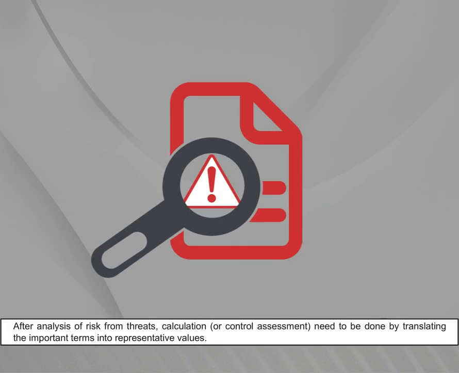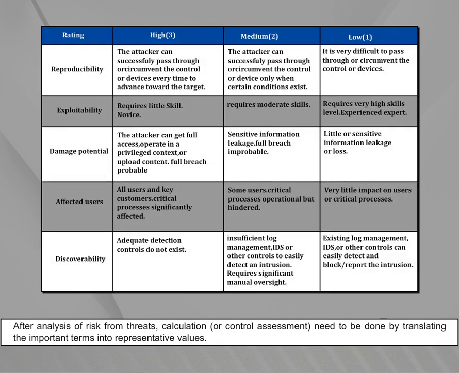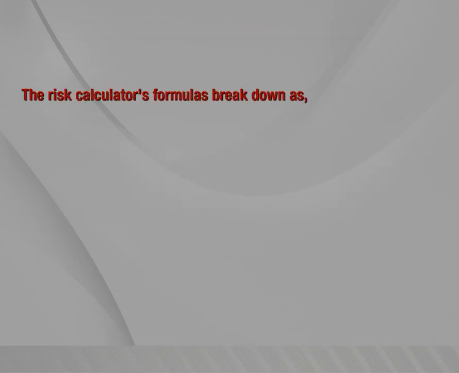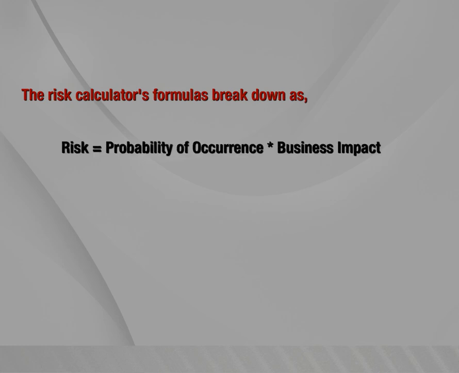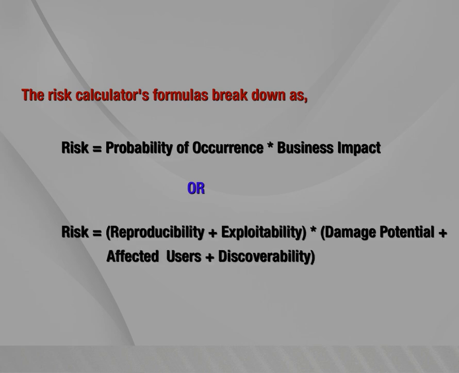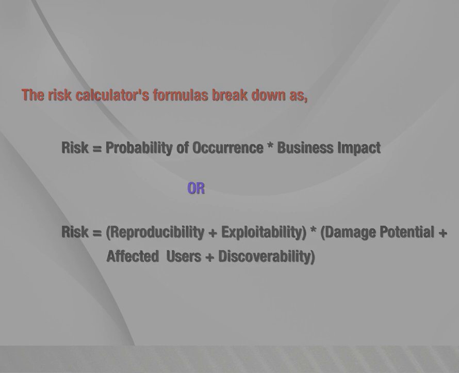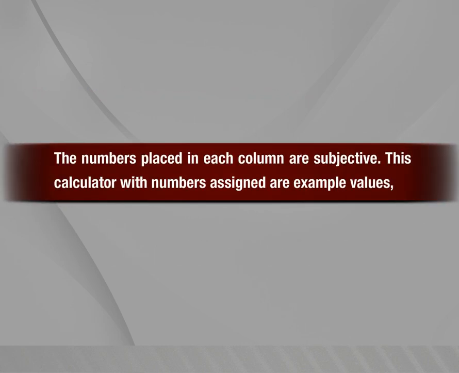After analysis of risk from threats, calculation or control assessment needs to be done by translating the important terms into representative values. The risk calculator's formulas break down as: risk is equal to probability of occurrence times business impact, or risk is equal to reproducibility plus exploitability times damage potential plus affected users plus discoverability. The numbers placed in each column are subjective. This calculator with the numbers assigned are example values.